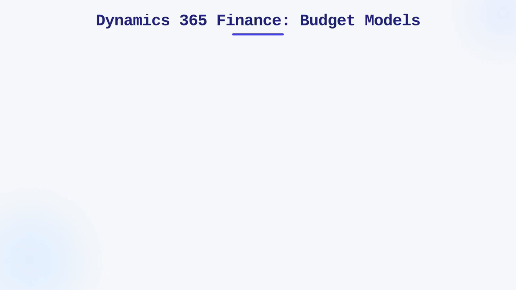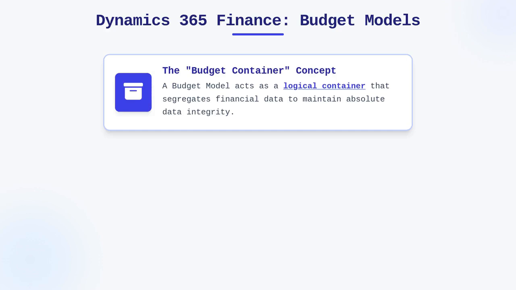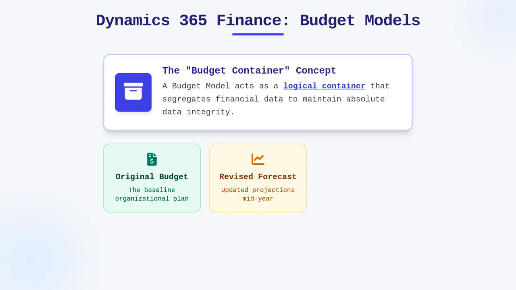In Dynamics 365 Finance, effective budgeting begins with the definition of budget models. You can think of a budget model as a container for your budgetary data, which allows you to categorize and distinguish between different organizational plans, such as an original budget, a revised forecast, or a specific department-level simulation. By assigning a unique model, you ensure that financial data remains segregated and reportable according to specific fiscal requirements.